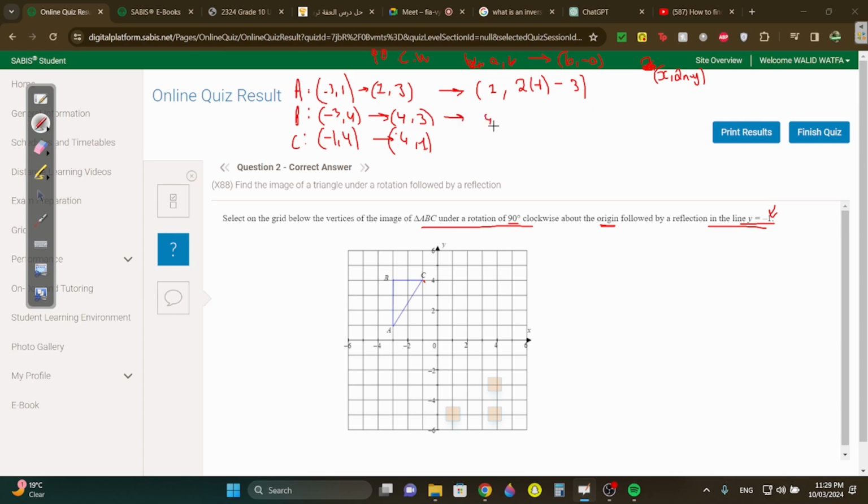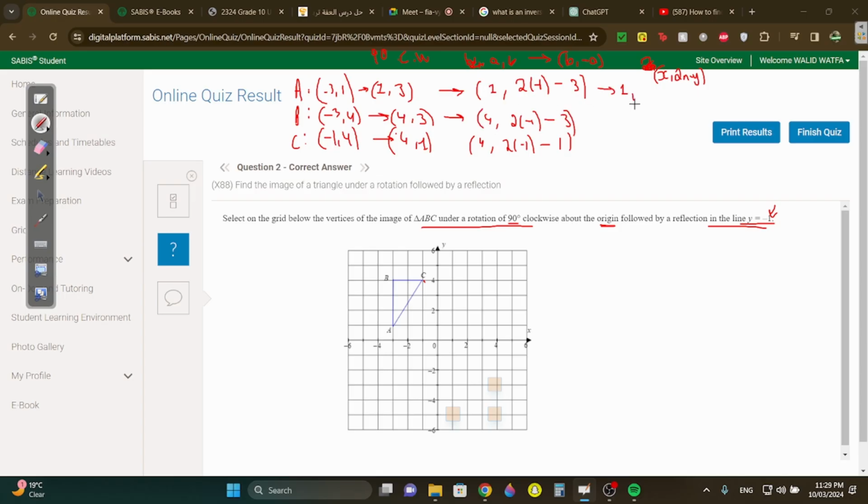Then 4, comma 2 times negative 1, minus y, which is 3. And then again 4, comma 2 times negative 1, minus 1. Calculate this.